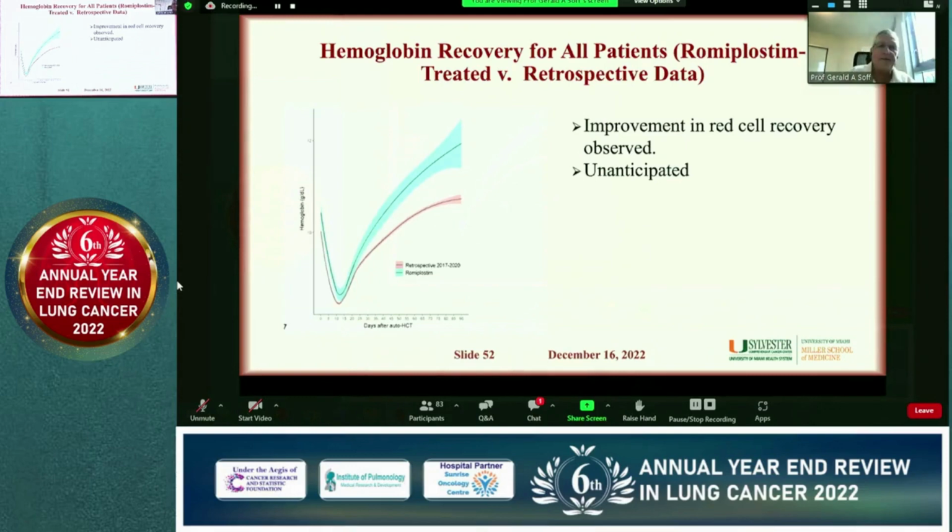And one unforeseen benefit was an improvement in the hemoglobin. I know romiplostim has been approved for severe aplastic anemia because it seems to have a beneficial effect on other lineages. And in this situation where patients are getting a myeloablative regimen, we actually did see an improved hemoglobin with romiplostim compared to historical controls. And that wasn't foreseen, but it's pretty good. We'll build that into our new studies as well.